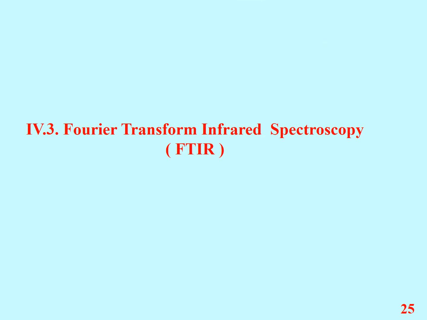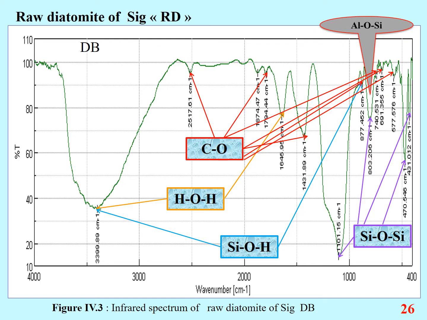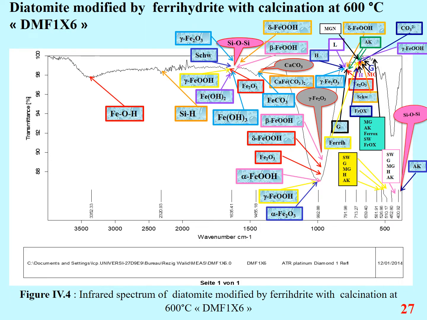For Fourier transform infrared, the absorption bands are CO from carbonate, COH from silanol groups, Si-O-Si from siloxane. For diatomite modified by ferrihydrite with calcination at 600 degrees Celsius, there are many absorption bands, such as the interaction between water sorbate and the iron in the modified diatomite, and a new absorption band from the silanol group.